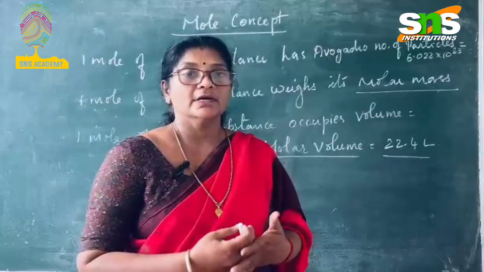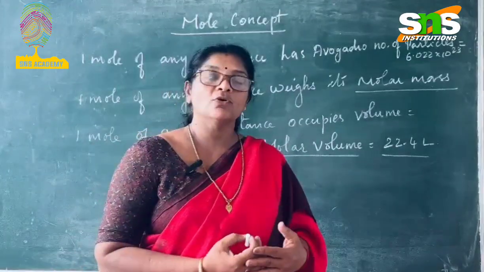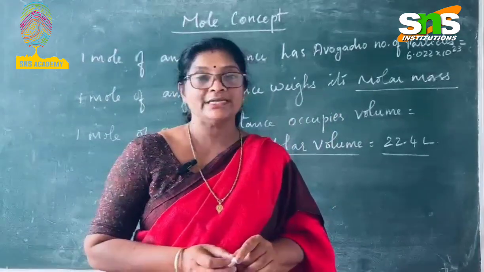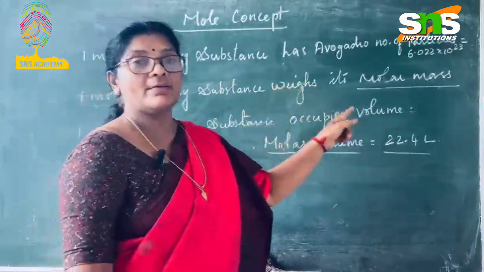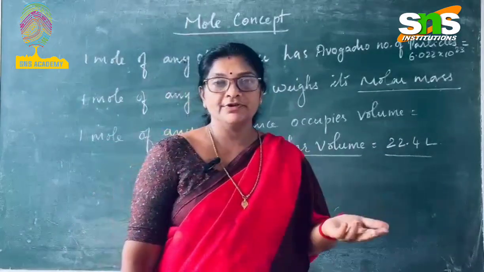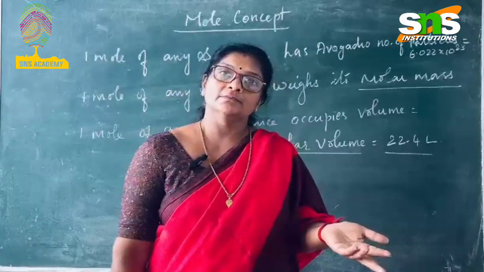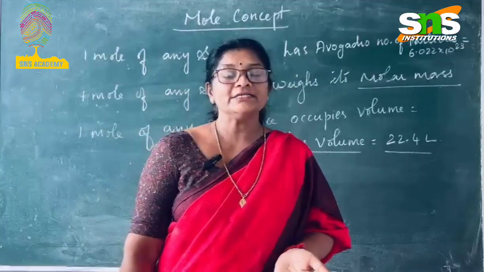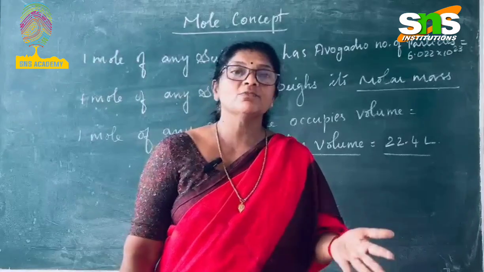So if you are counting the number of particles in 1 mole of any substance, that corresponds to 6.022 into 10 power 23. And 1 mole of any substance weighs its molar mass. Say for example, 1 mole of nitrogen atom, mass of it will be 14 gram per mole. And 1 mole of nitrogen molecule, N2 molecule, its mass will be 22 gram per mole. So 1 mole of any substance, it weighs its molar mass.